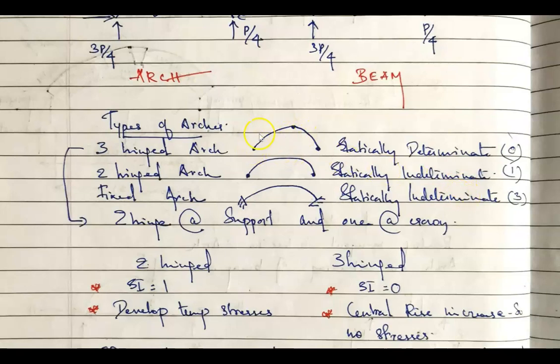Now here you can see that you have a 3-hinged arch. These are the hinges at the supports. You have 2 support reactions, so the number of unknowns is 4. And whenever an internal hinge occurs, it gives you an extra equation. So your normal equations are 3, plus 1, you have 4. So 4 minus 4 equals 0. In the other case you have 4 unknowns and 3 equations, 4 minus 3 is 1. Here you have 6 unknowns and 3 equations, 6 minus 3 is 3, statically indeterminate.